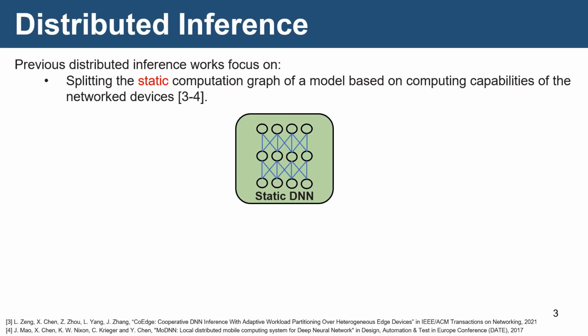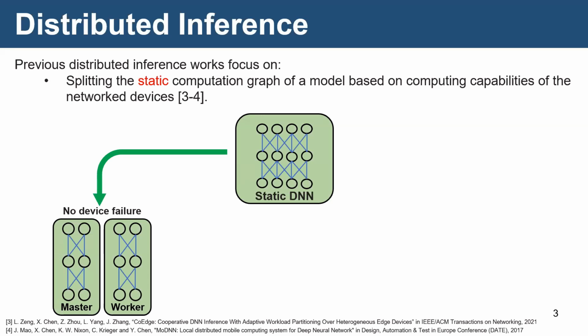Previous distributed inference mainly focused on how to split a static computation graph, typically based on the computing capability of each networked device. Here, for example, we have a static DNN model, and we have two devices, one master, one worker. Assuming these two devices have the same computing capability. Now, if we want to distribute this static model onto these two devices, we can split the model into two equal portions and deploy them onto the two devices.